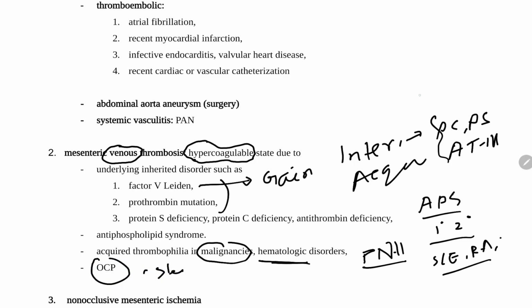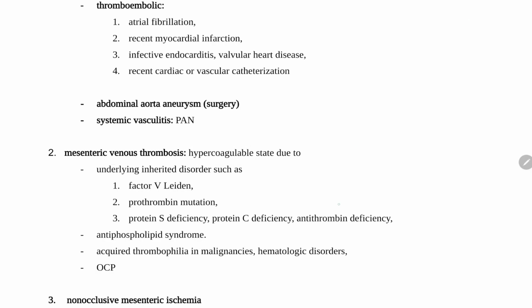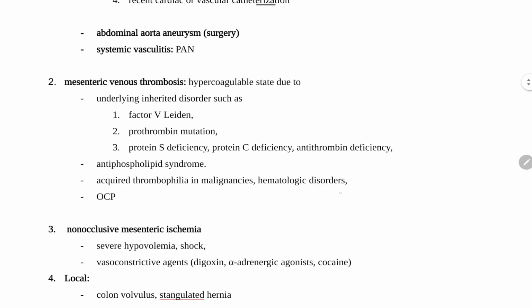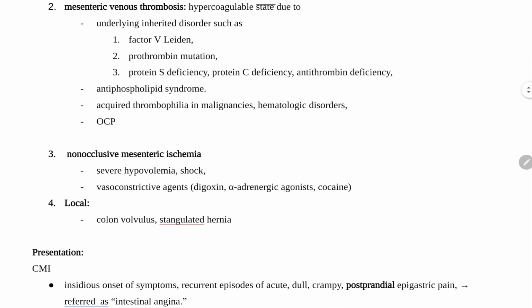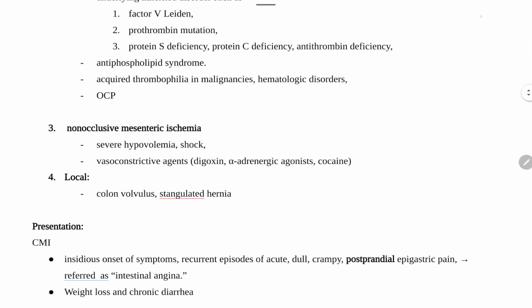Okay, so these are the causes of venous thrombosis. Now, non-occlusive mesenteric ischemia. For non-occlusive mesenteric ischemia, the most important cause is severe hypovolemia due to any cause, maybe severe bleeding, sweating, diarrhea, and shock, mainly hypovolemic or cardiogenic shock, and maybe some drugs that are responsible for vasoconstriction. Most importantly, cocaine.